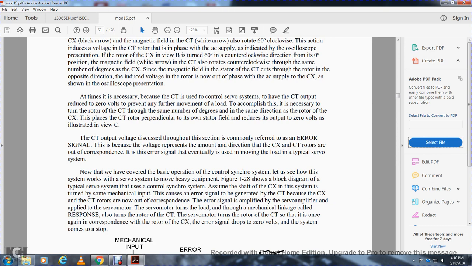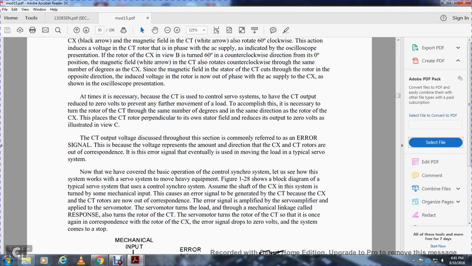Eventually the load moves in a typical servo system. Now that we have covered the basic operation of control system synchros, let's see how the system works in a servo system. Figure 128 shows the block diagram of a typical servo system, the control synchro system. Assume the shaft of the control transmitter is determined by some mechanical input, which creates the error signal generated by the control transformer.